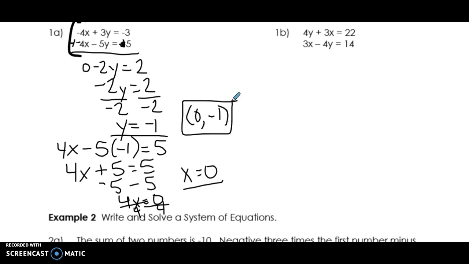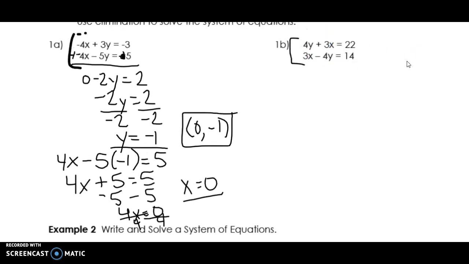There is my answer. All right, now same thing over here on 1b. I'm going to try to add these two equations together. But you'll notice here that now the y's and the x's are not directly lined up with one another. So I'm going to move this equation around a little bit so that I have my like terms lined up with one another. So in this first equation, I'm actually going to switch around 4y and 3x. I'm going to switch places. So if I do that, I have 3x plus 4y equals 22.